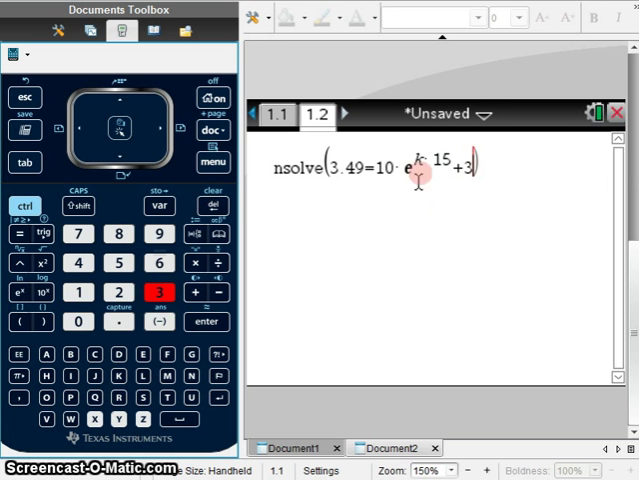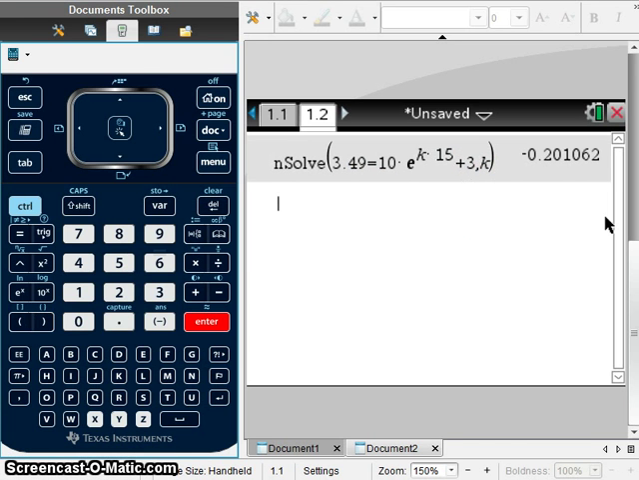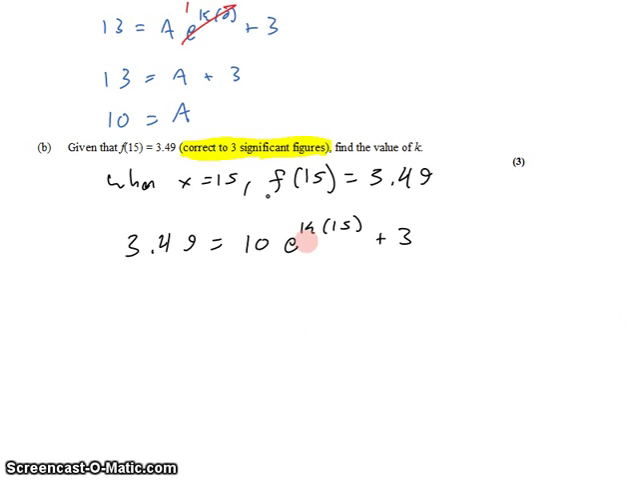It doesn't know what the variable in this equation is, though. So we have to tell it, comma, here's the next thing you need to know, calculator. The variable that you need to solve for is k. And that's the complete expression for nsolve. The equation you want to solve and what the variable is in the equation. You press enter. And there's the answer. k is negative 0.21062. That's all of that. Except, correct to 3 significant figures, k is negative 0.201.